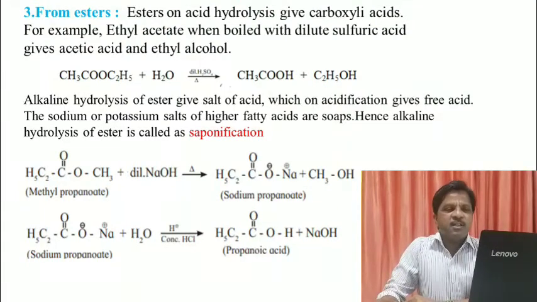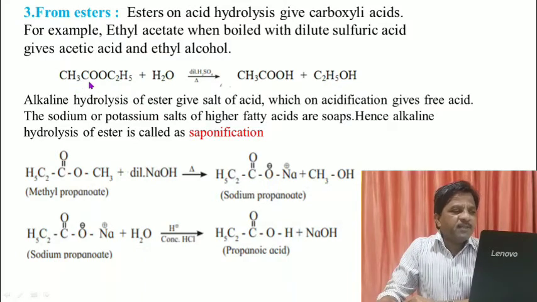Now the third method is from esters. Esters on hydrolysis give the corresponding carboxylic acids and alcohols. When esters are boiled with dilute sulfuric acid or dilute hydrochloric acid, they give the corresponding acid and alcohol. Now here the example given is CH3COOC2H5. The name of this compound is ethyl acetate. This is the common name, and ethyl ethanoate is the IUPAC name of this compound.